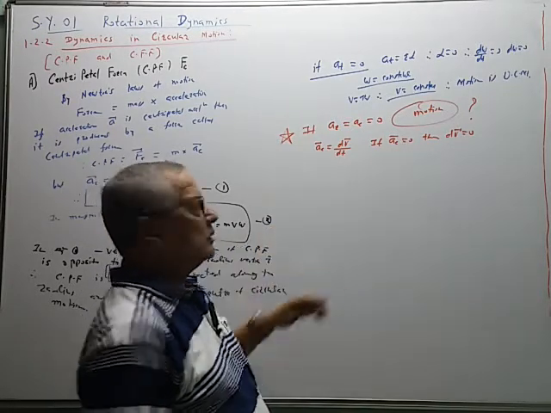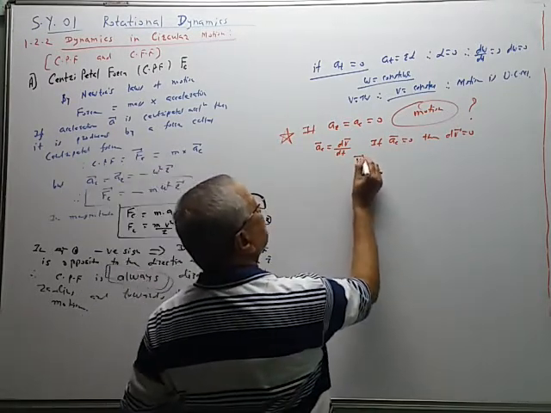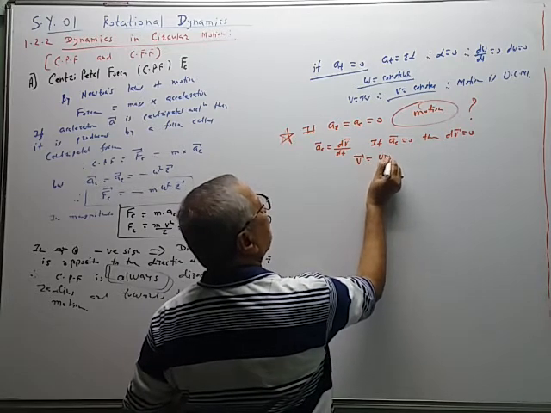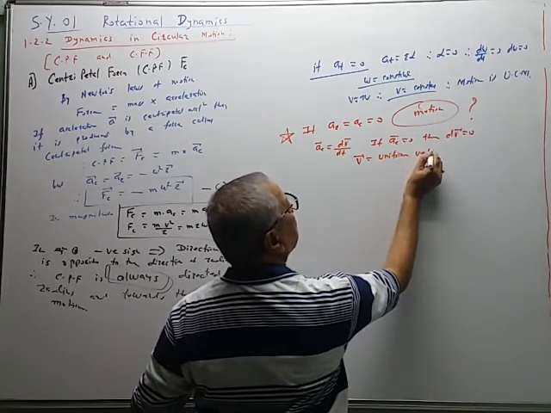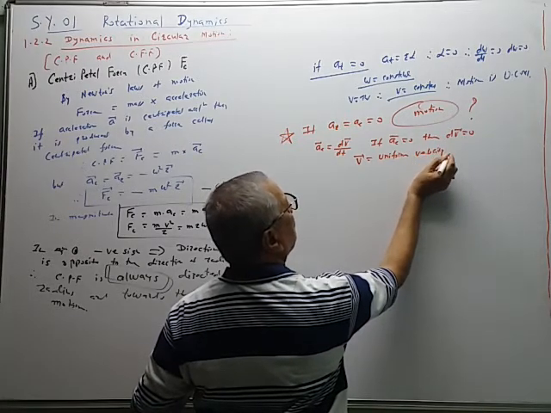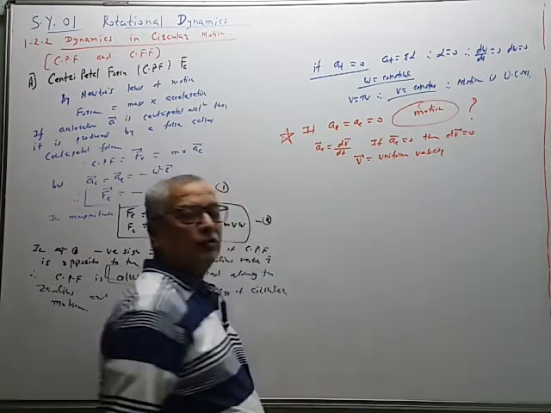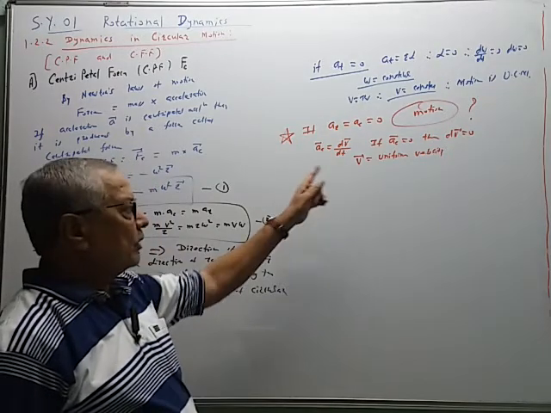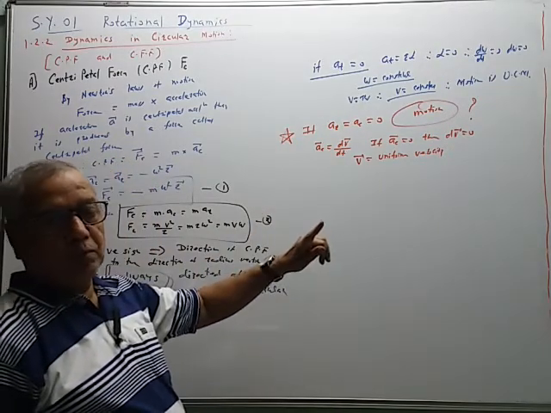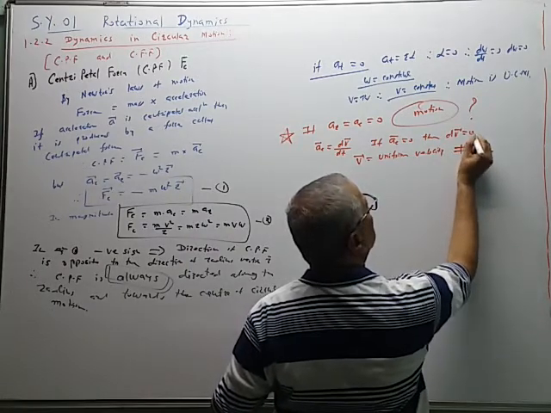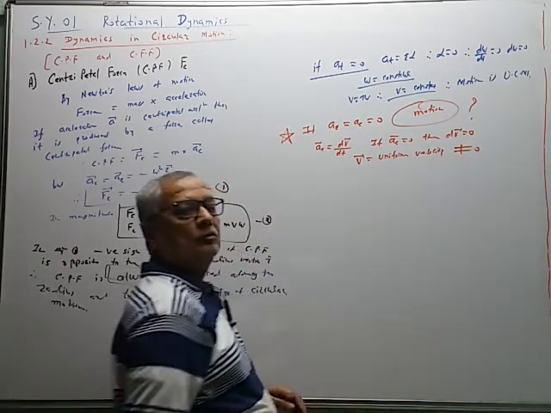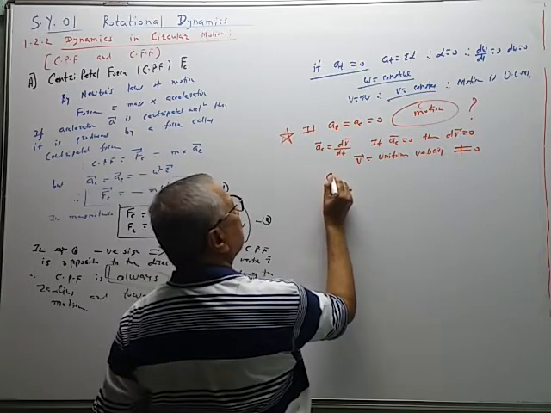No change in velocity. So v is uniform velocity. No change in magnitude, no change in direction. V is uniform velocity, so velocity is not zero. Change in velocity is zero.